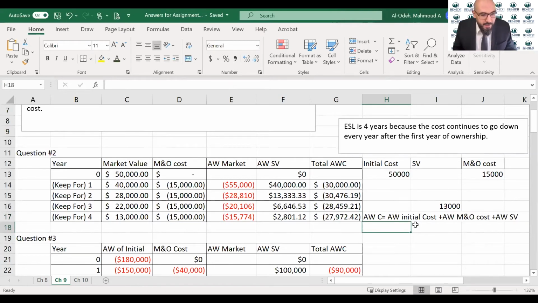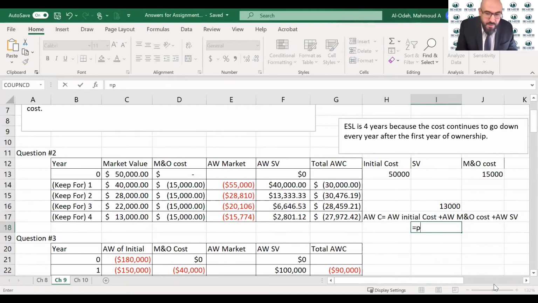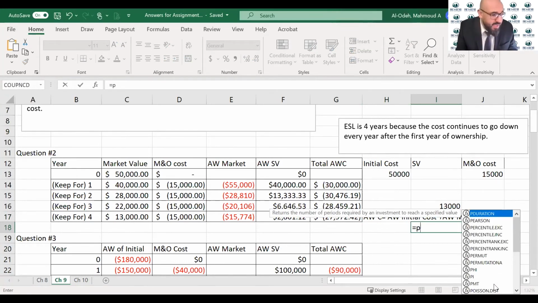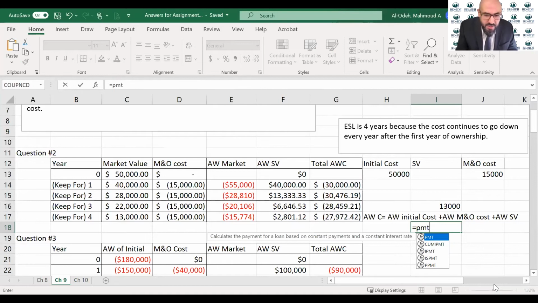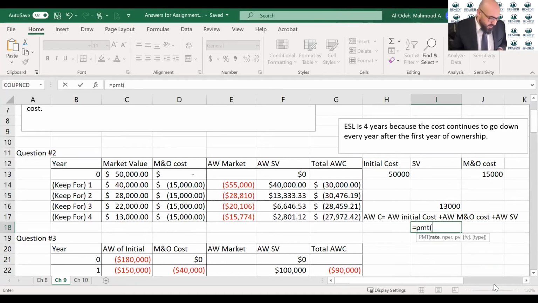Okay, cool. Now, how do we calculate the annual worth of the initial cost? The initial cost is in present format, right? Because it happened in year 0. So that would be the PMT function. The rate, what is the interest rate for this one? 10%? Yeah. So that would be PMT, 10%. Number of years: we decided that we're going to keep this for 4 years.